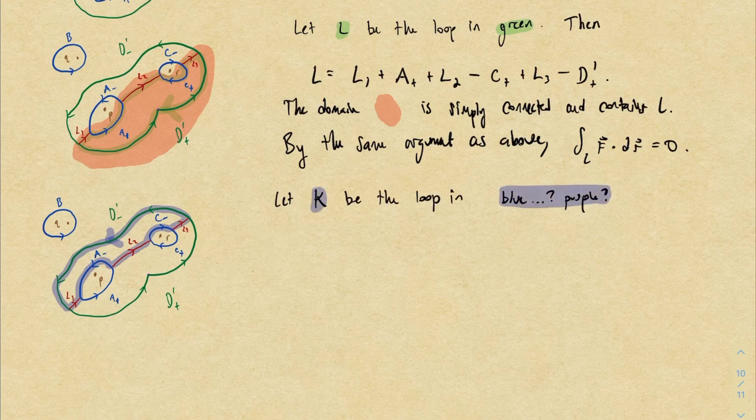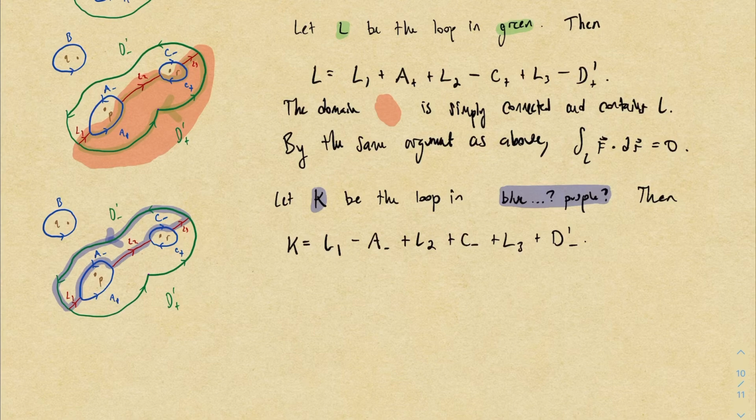Again, we can do this curve arithmetic stuff to write down exactly what K is. We follow L1, and then A minus in the opposite direction of its orientation, so I get a negative A minus. Then I follow L2, then I follow C minus, then I follow L3, and finally I follow D1 minus.